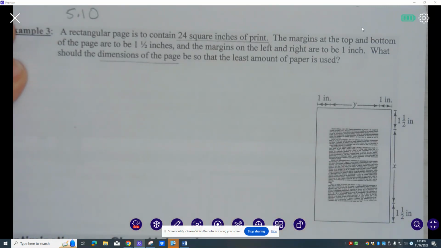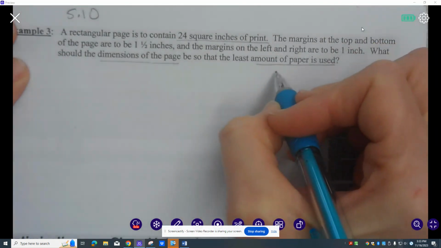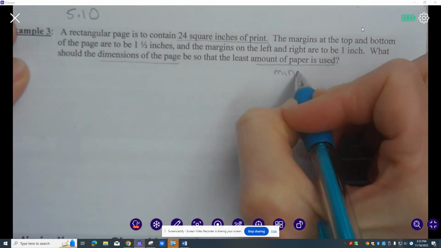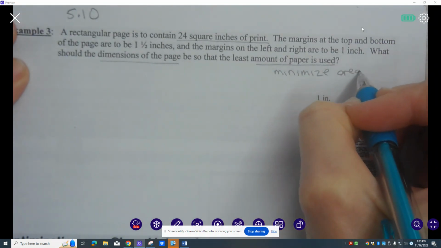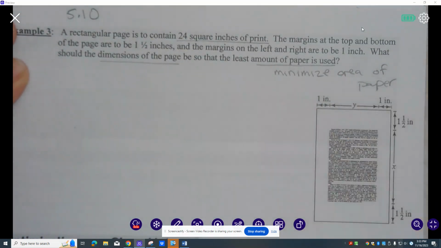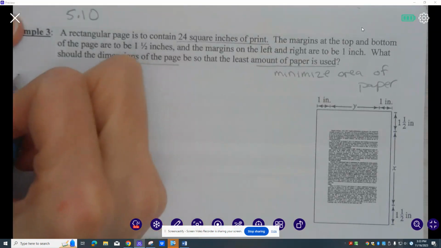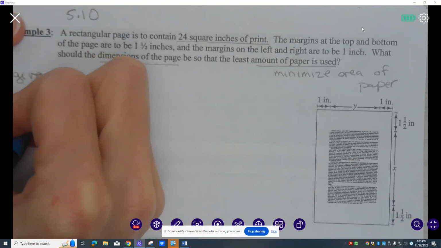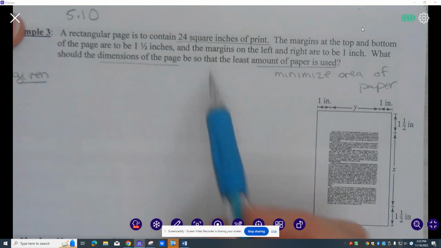We have to make sure we answer the question when we get to the end, so that the least amount of paper is used. So we are trying to minimize the area of the paper. They want to use the least amount of paper. Okay, so what we are given is this 24 square inches of print.